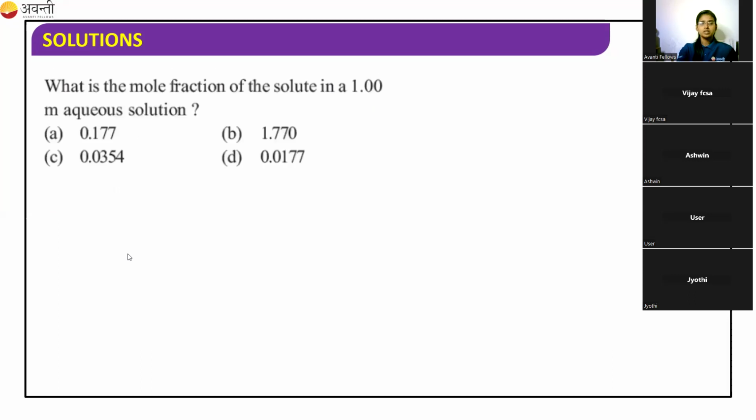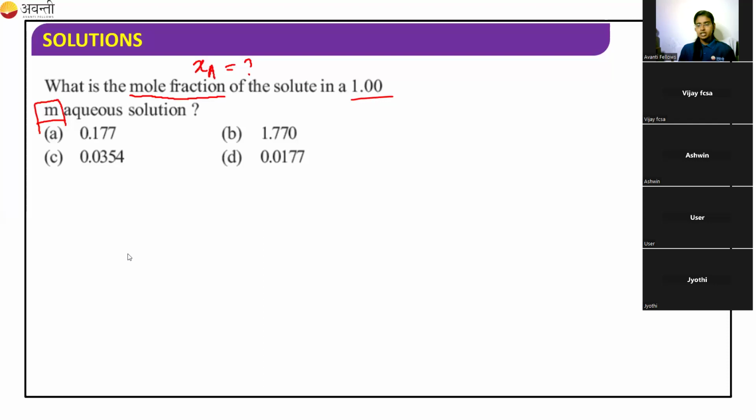Now coming to the next question. What is the mole fraction of the solute in a 1 molar aqueous solution? So how do we find the mole fraction here? The solution is there and we are asked to find the mole fraction from the given information. Only one piece of information is given to us, that is 1 molar. Molar with a small m means it is molality.